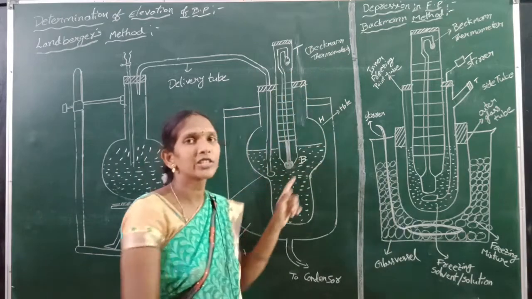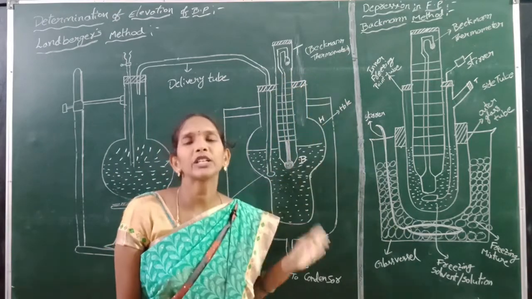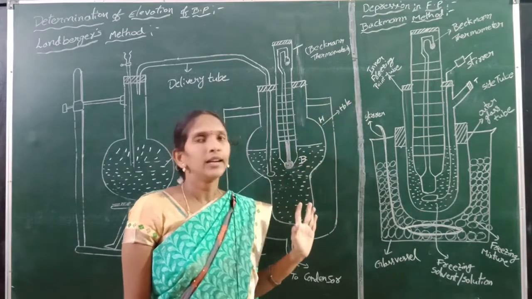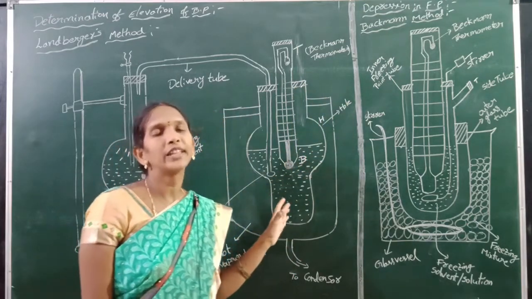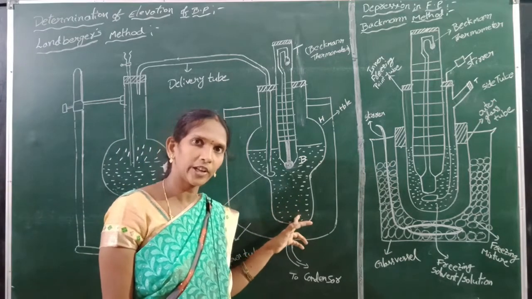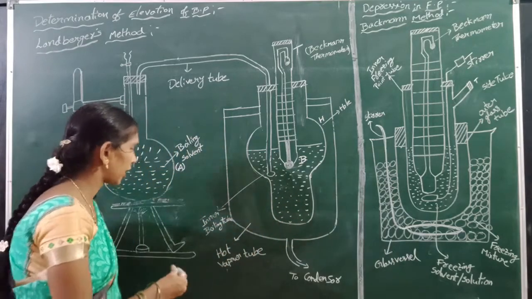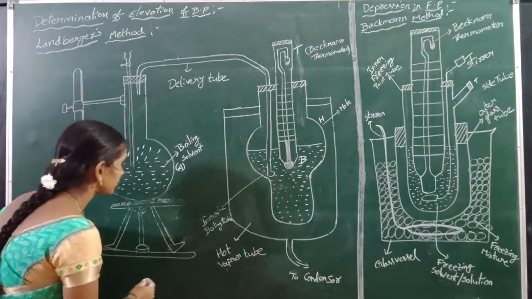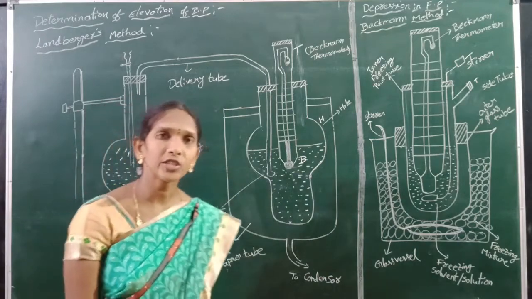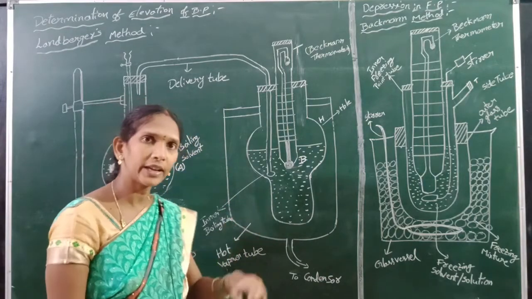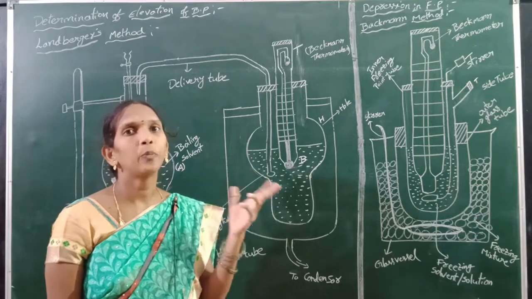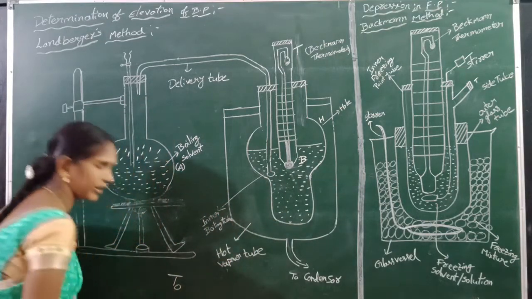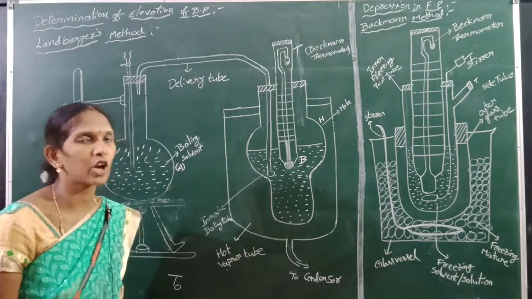Here constant temperature is maintained. This temperature is known as the boiling point of the solution. In the first point, we can find out the boiling point of the solvent. Boiling point of the solvent means T0.